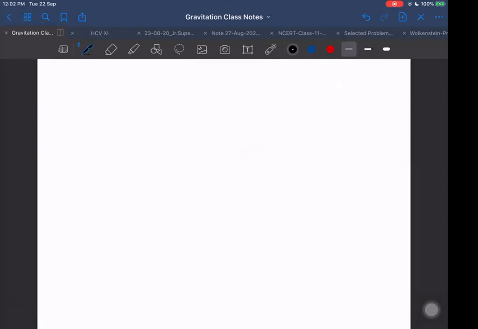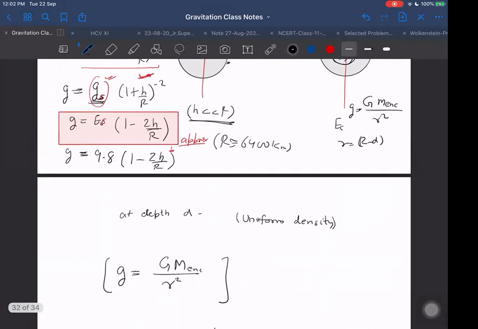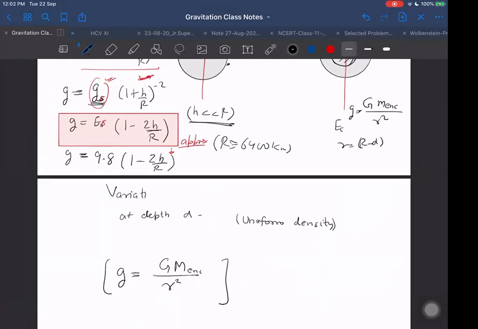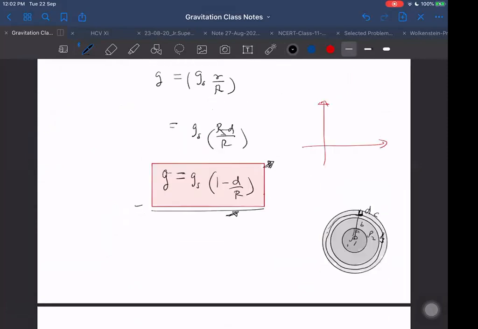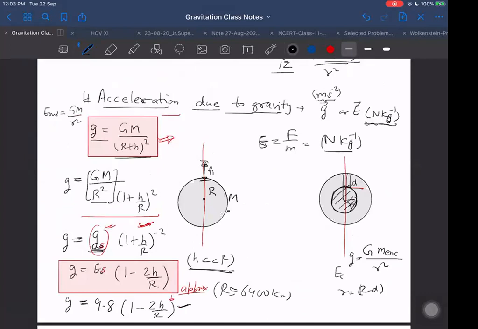One last thing is this. These two things which we discussed, we call the variation of g with depth. If you want to give it a heading, variation of g with depth. How does it vary with depth? It varies linearly with depth. And how does it vary with height? It does not vary linearly, but approximately it varies linearly over smaller heights. When the heights are small, then it varies linearly.